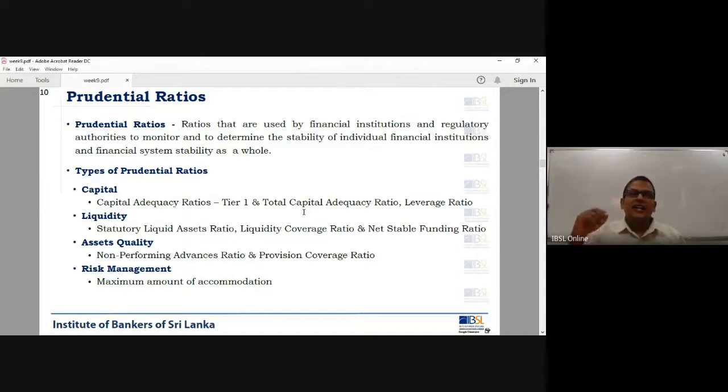So I just say CAMEL analysis: capital, asset quality, management, earnings, and liquidity. But now, of course, we don't calculate the management ratio. So capital, liquidity, earnings, and asset quality, we can calculate. These are the prudential ratios the banks and finance companies are calculating.